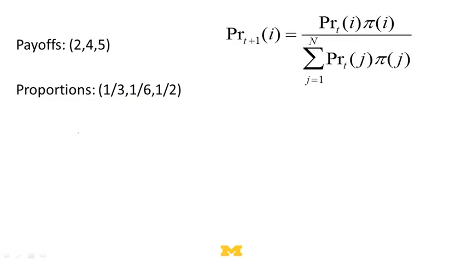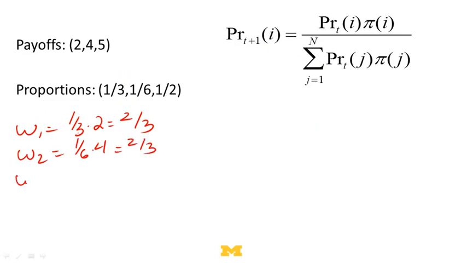We've got 3 strategies. They have payoffs 2, 4, and 5, and they exist in proportions a third, a sixth, and a half. What we want to do is figure out the weight of each of these strategies. The weight on strategy 1 is its proportion, 1/3, times its payoff, 2, so that's 2/3. The weight for strategy 2 is its proportion, 1/6, times its payoff, 4, which is also 2/3. And the weight on strategy 3 is its proportion, 1/2, times its payoff, 5, which is 5/2. We can put everything over 6 if we want. So this is 4/6, this is 4/6, and this is 15/6.